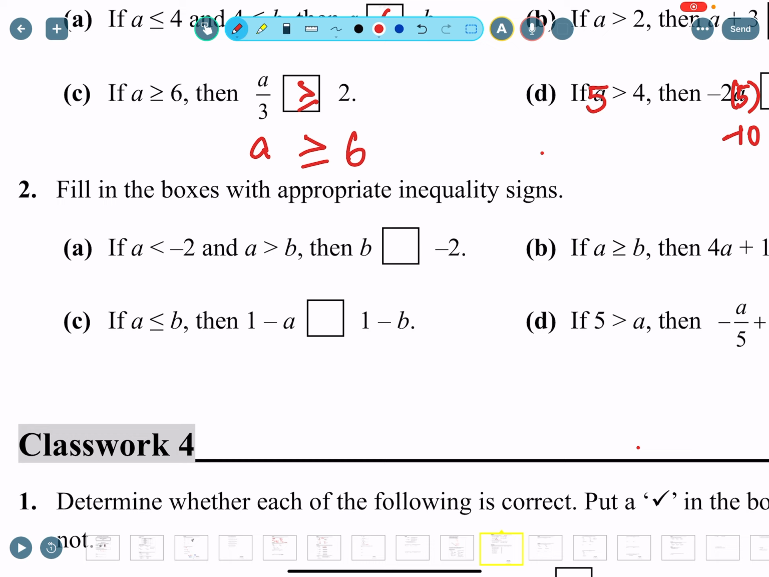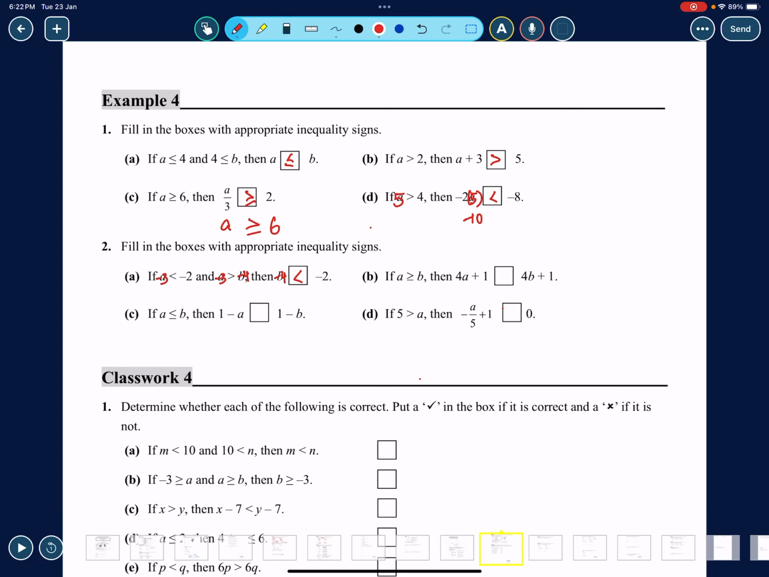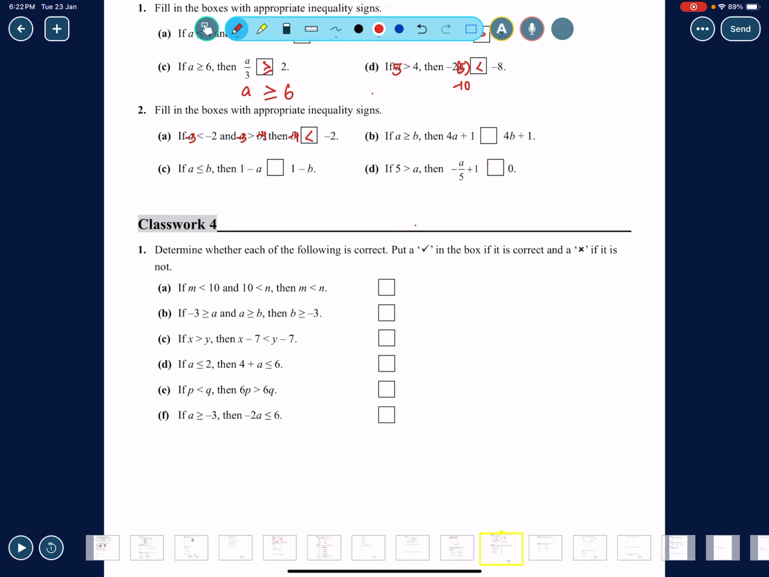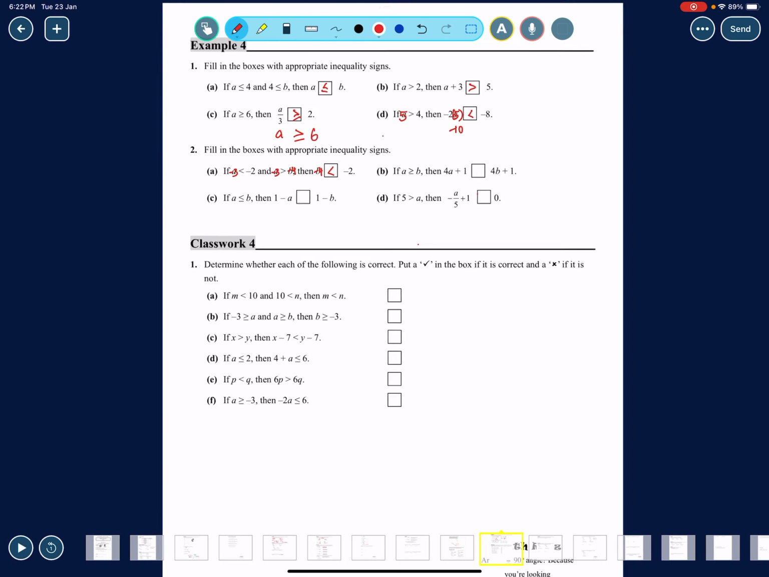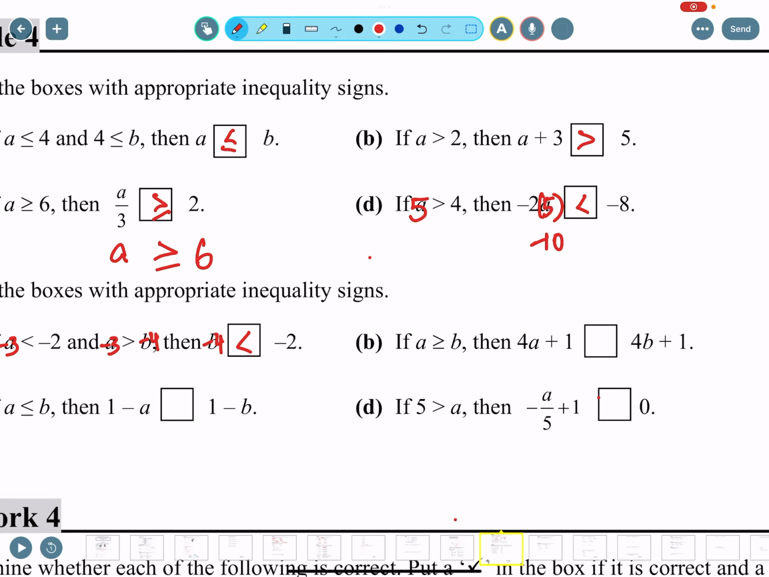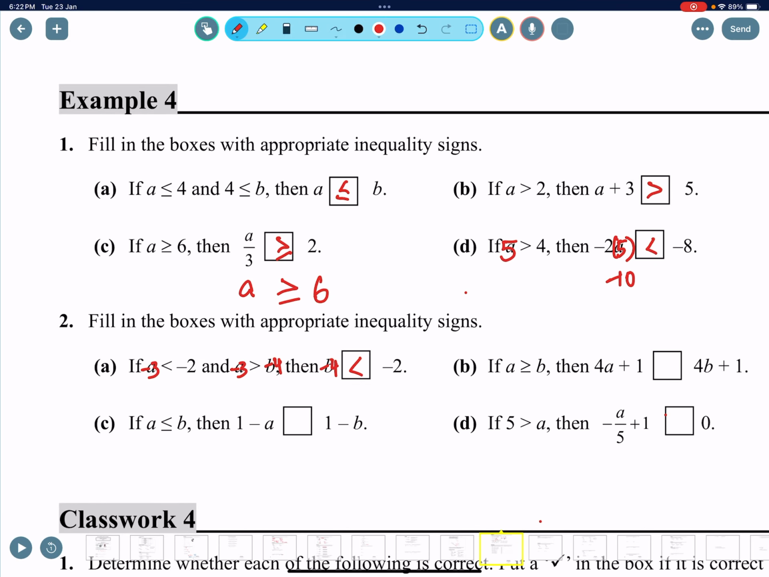a is smaller than negative 2. So a smaller than negative 2 should be, let's pick a number, negative 3. Negative 3 is greater than b. So b has to be smaller than negative 3, which is negative 4. b, negative 4, is smaller than negative 2. Okay, that's how we're going to do this question. Okay, quite difficult. You have to think more about this. I think the way to do that is just put a number on the letters and then just substitute all the values.